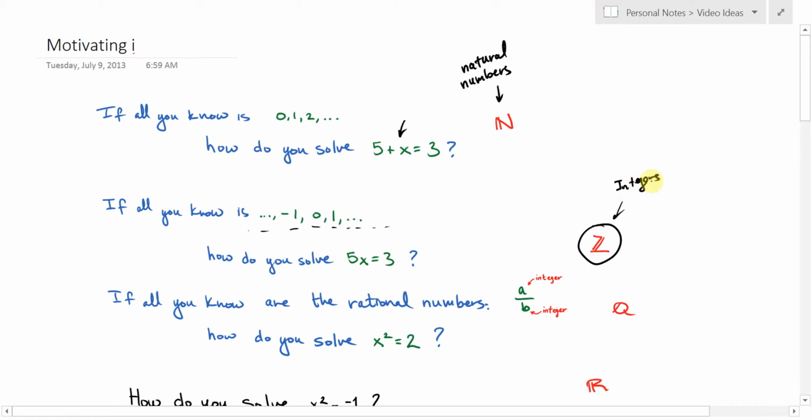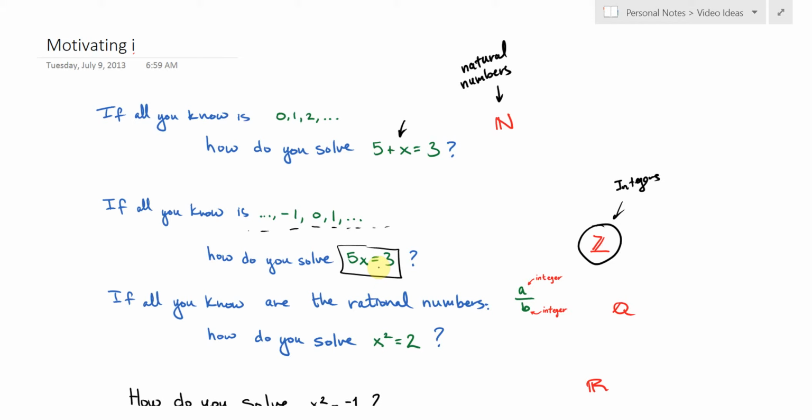Okay, but now if I give you an equation of the form 5x equals 3, and historically these things actually came up, for whatever reasons, money and so on. But the point is that if 5x equals 3, the problem is there's no integer x that I can multiply by 5 to get 3. So there's no way you'd be able to solve that equation. So you keep having this limited concept of number, and it prevents you from solving certain equations that arise naturally.